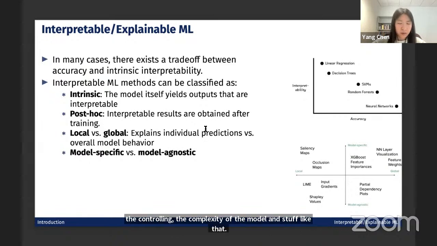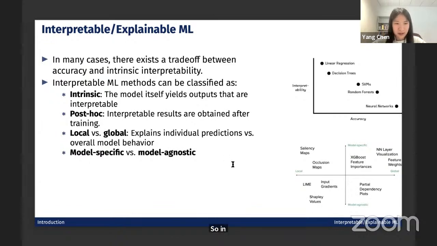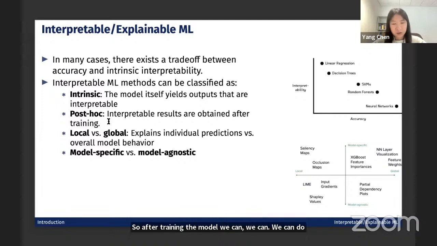In general, interpretable machine learning models can be classified as intrinsic, meaning the model itself is intrinsically interpretable or not. Decision trees and linear regression models are intrinsically interpretable. And there are post hoc interpretable results: after training the model, we can do some calculation in order to obtain interpretable results. That's what we use for the Sym-H prediction here. And there's the local versus global interpretable machine learning methods, in other words, trying to explain individual predictions versus overall modeling behavior.